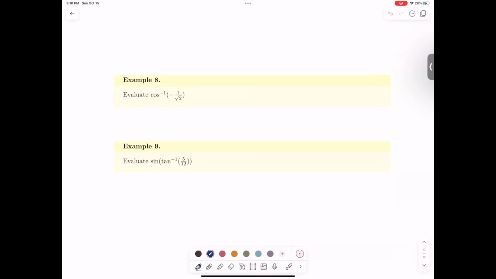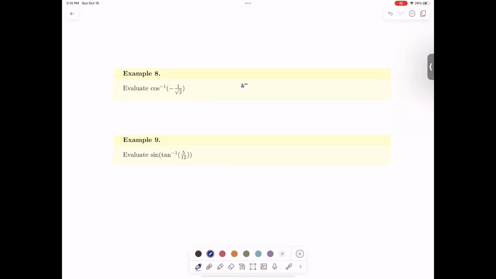What about 8? What did you guys get for 8? Three pi over 4. Negative pi over 4. Three pi over 4 is correct. No, Ali, that's not correct. 3 pi over 4 is correct. Okay, what about 9?